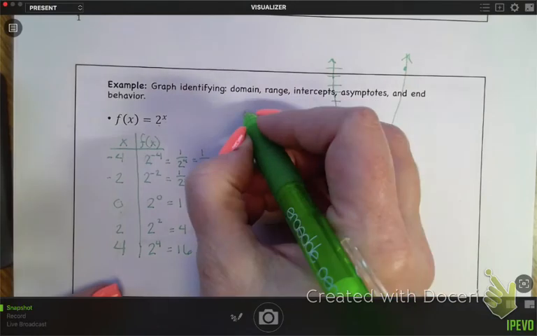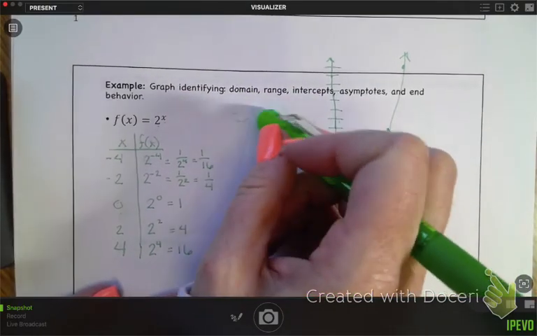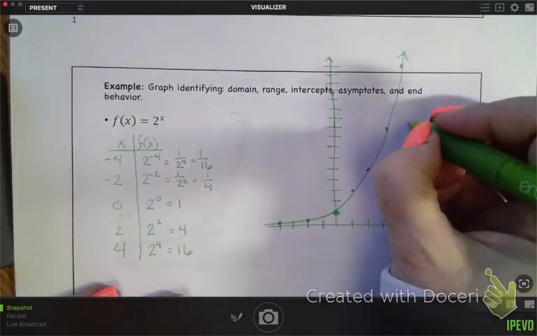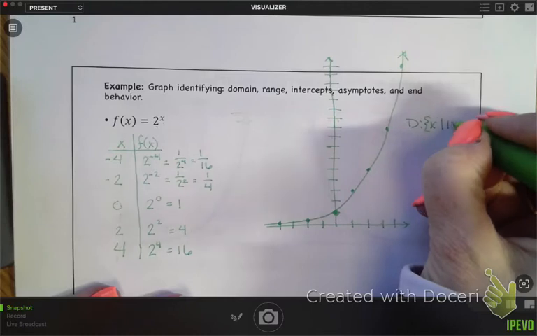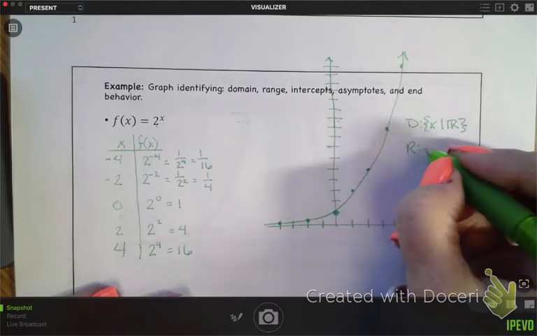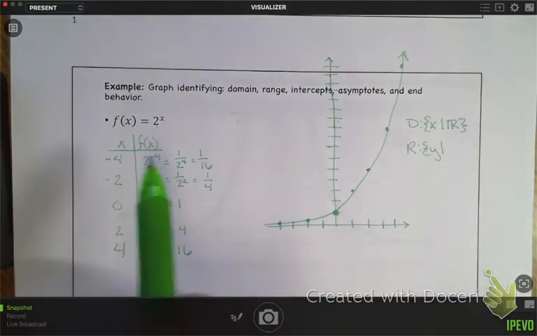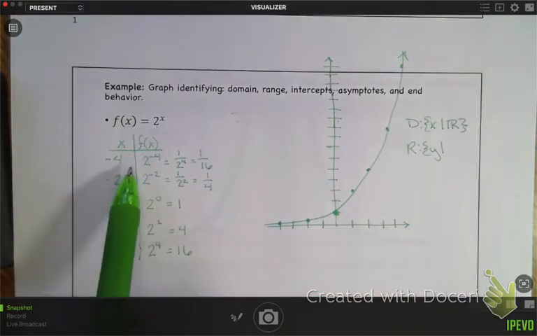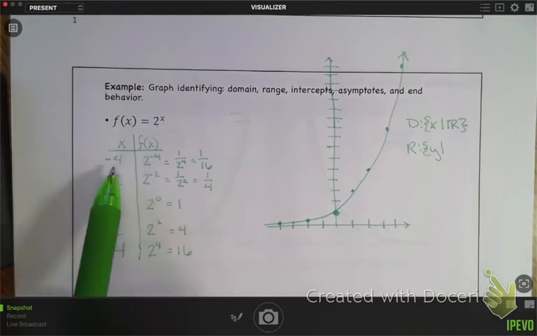Our domain, actually I'm covering it up when I'm writing it, so how about I write it somewhere else? Okay, so my domain is going to be all real numbers. There's no restriction to what I can put in there. My range, we need to talk about that one a little bit. Anything I put in there, because I plugged in a negative number, I didn't get a negative y, did I? Any negative value I get is going to give me a fraction.